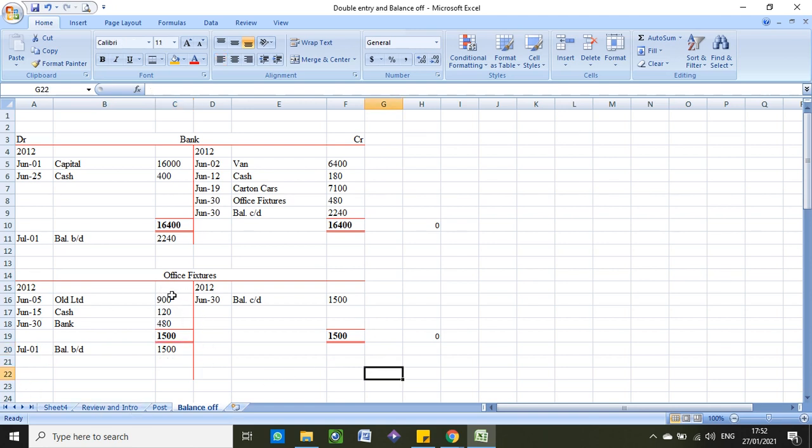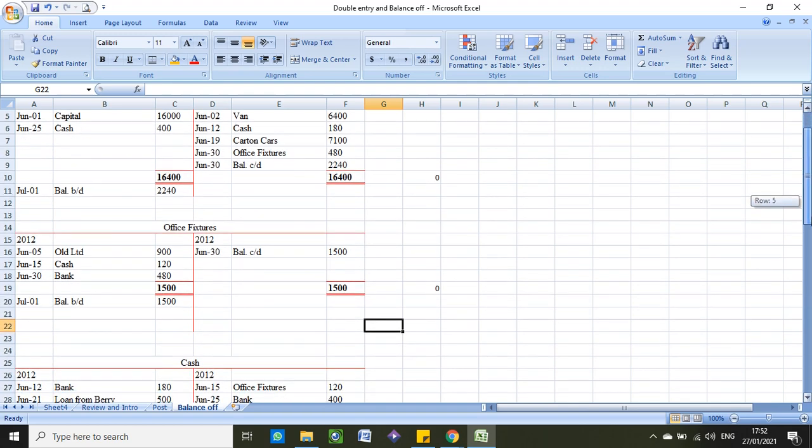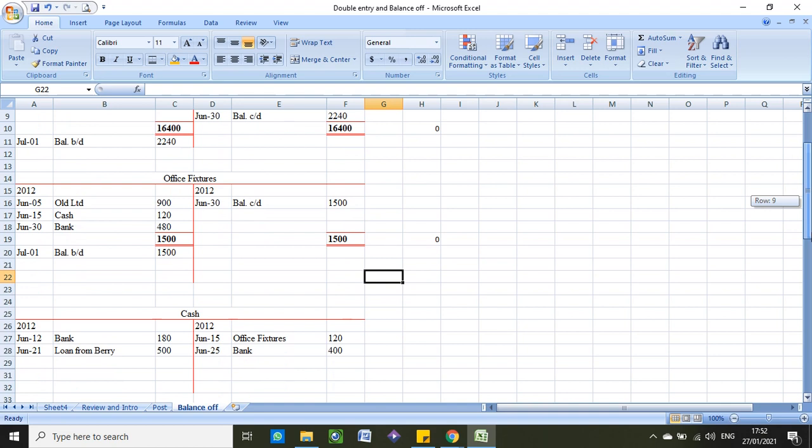So these were the office fixtures that we purchased. We finished the month with the same amount of office fixtures. We did not buy more. So we will start the following month with the same amount of fixtures. That is what that is telling us, basically. Now cash.